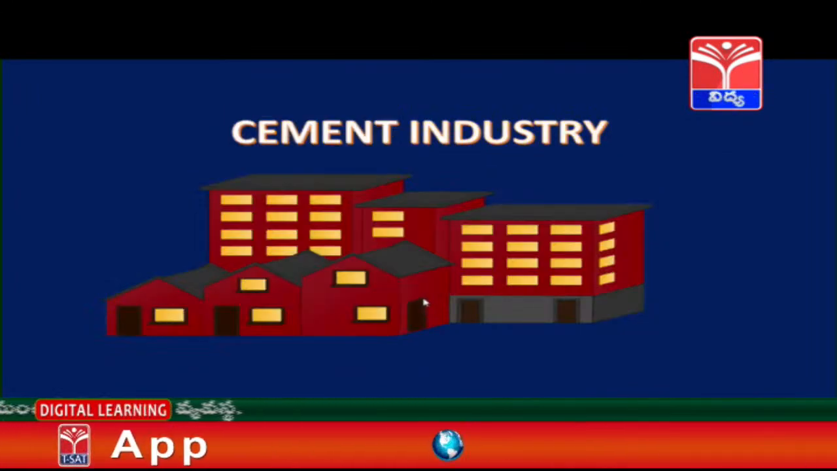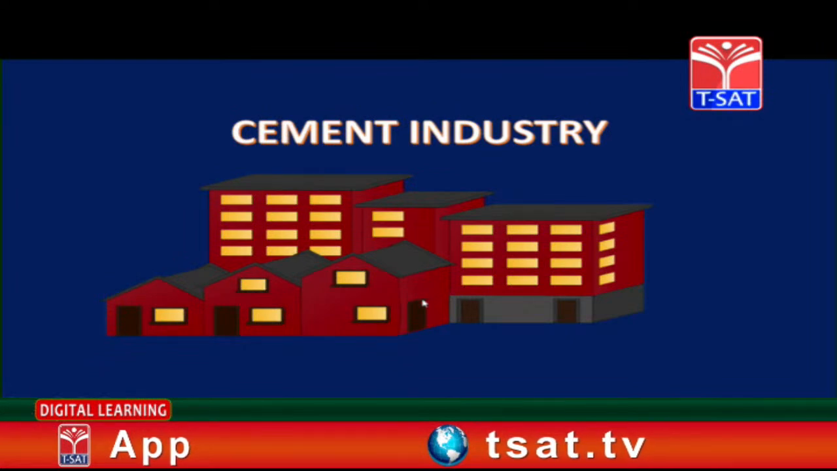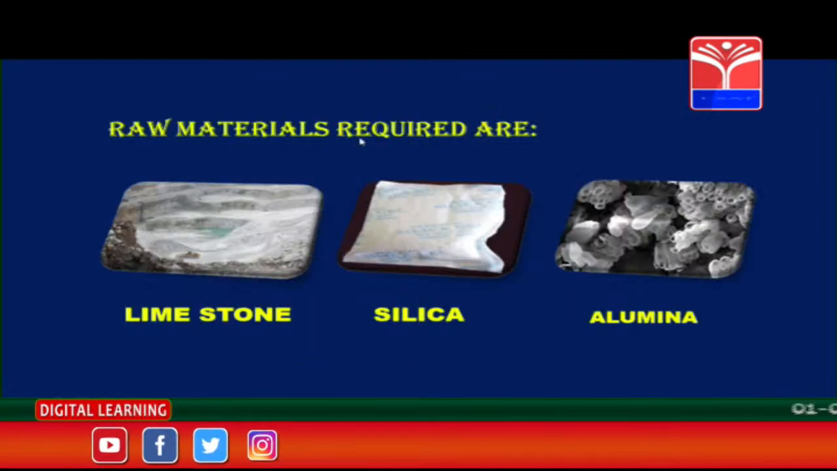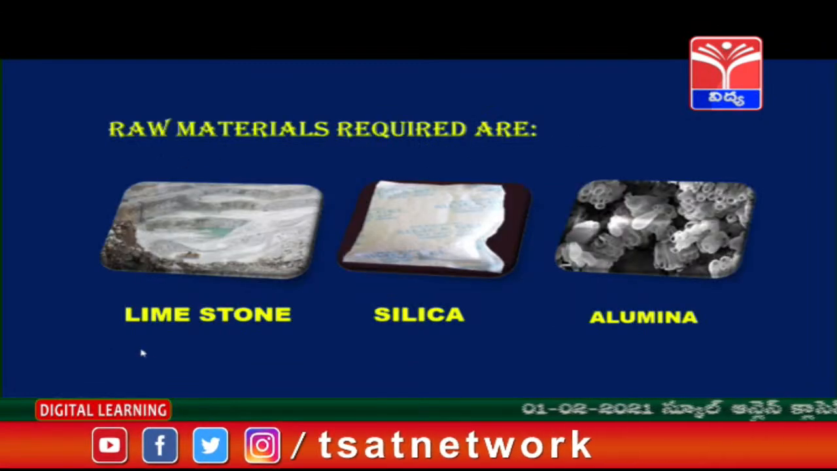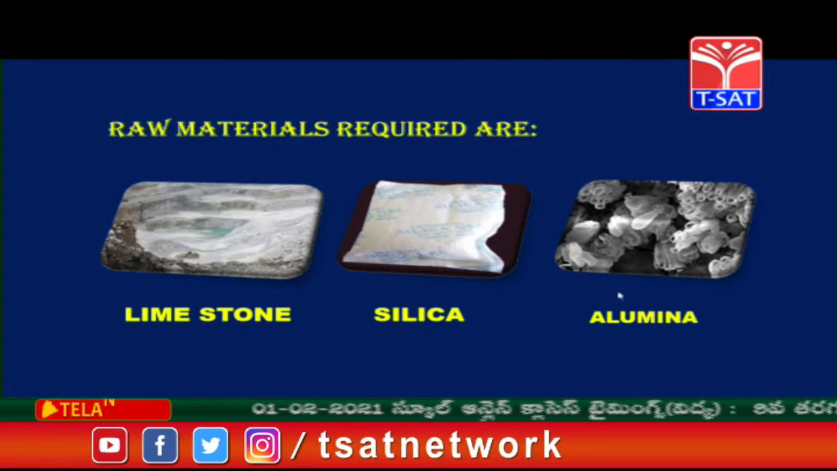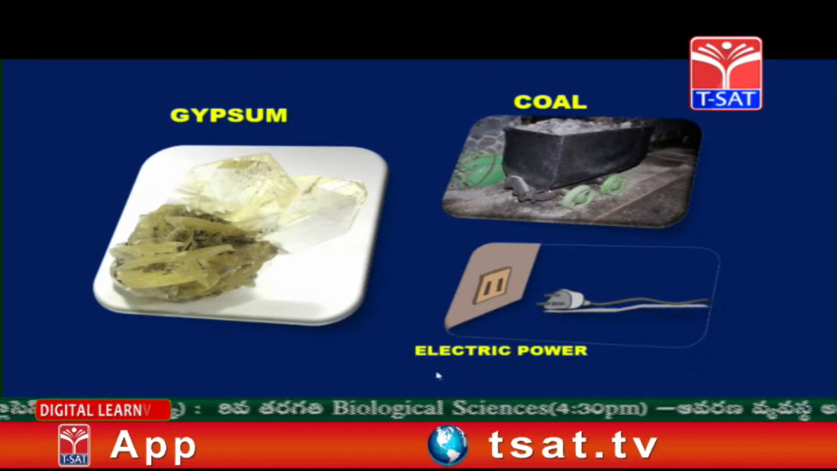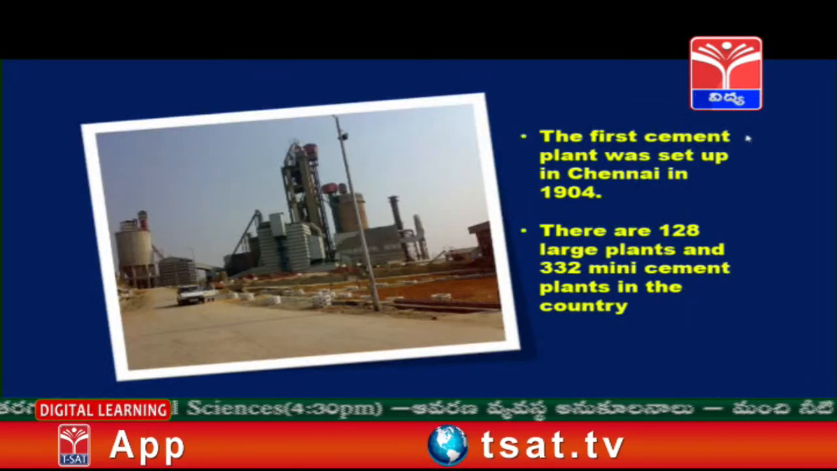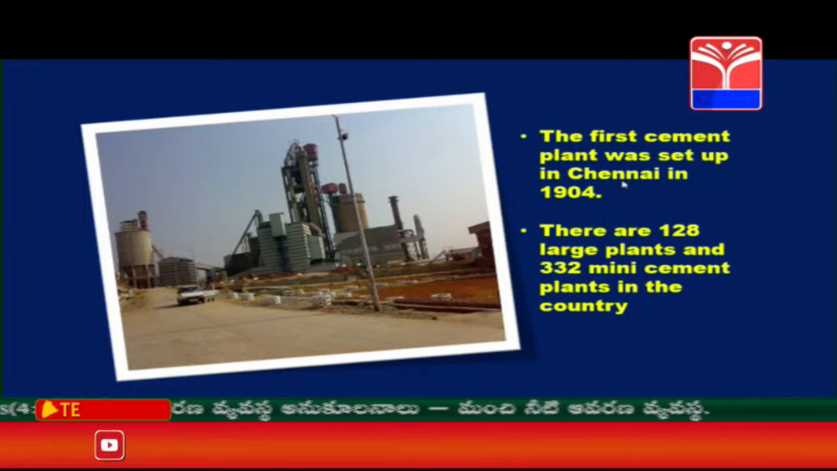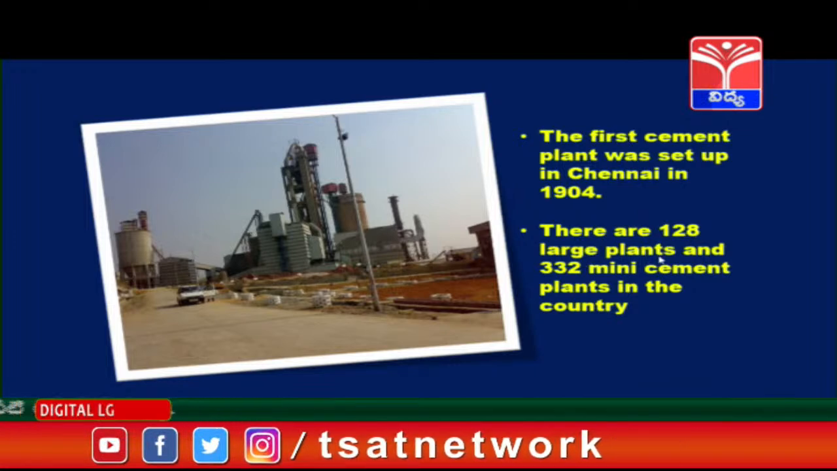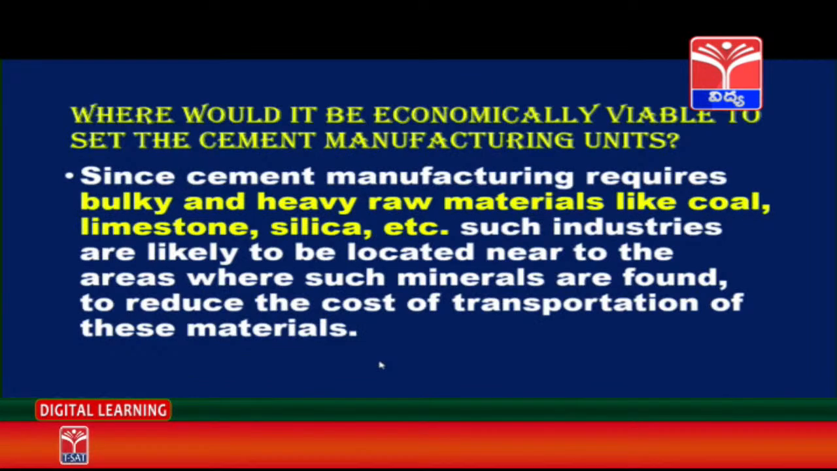Cement industry. Cement industry is very much necessary for construction of buildings, dams, bridges, etc. Raw materials required are limestone, silica, alumina, gypsum, coal and even electric power. The first cement plant was set up in Chennai in 1904. There are 128 large plants and 332 mini cement plants in the country.